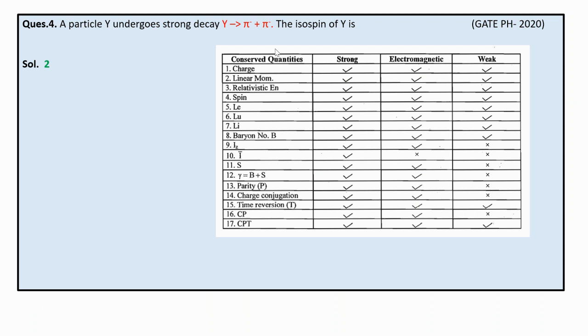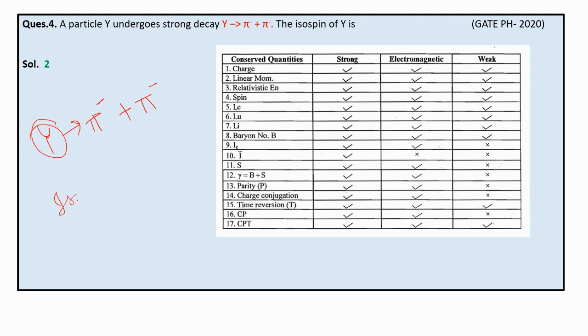Now I will move on to the fourth question. Again, I want you to at least do this question, because it's a very easy question. I'll read the question. A particle Y undergoes strong decay. So this is the strong decay. This particle is some particle. This is pion negative plus pion negative.